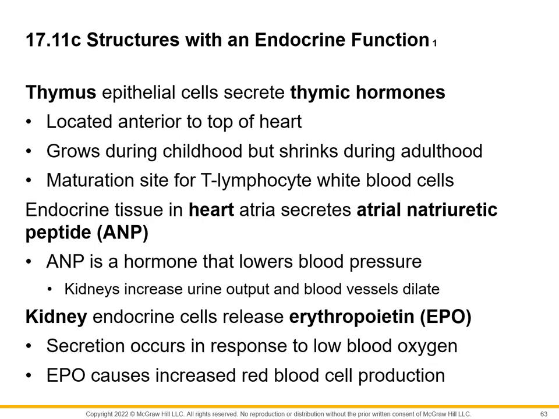So what we're going to end with is talking briefly about some other structures that have an endocrine function, not focusing on any one for too long, but just touching on a few things. First is the thymus. The thymus secretes what are called thymic hormones, and these help to produce and mature our T lymphocytes, or T cells.